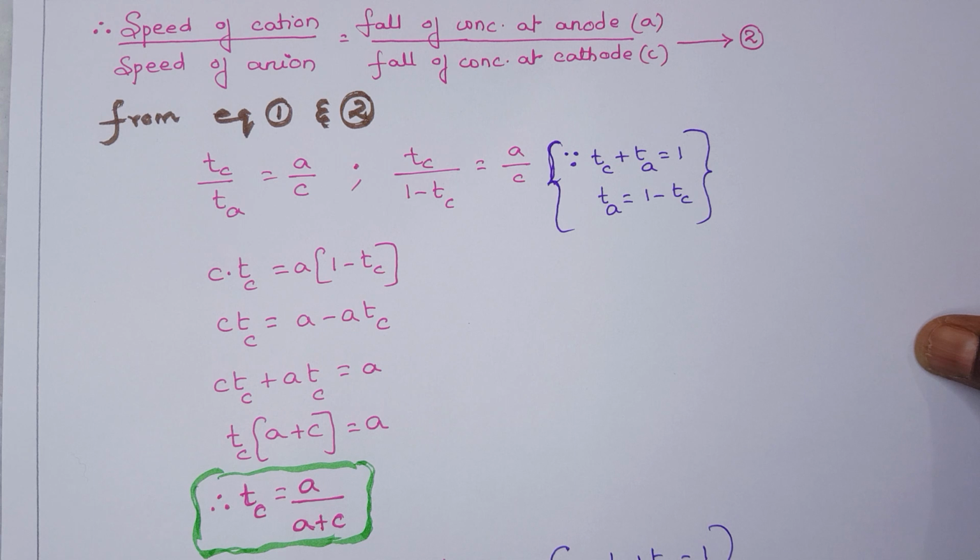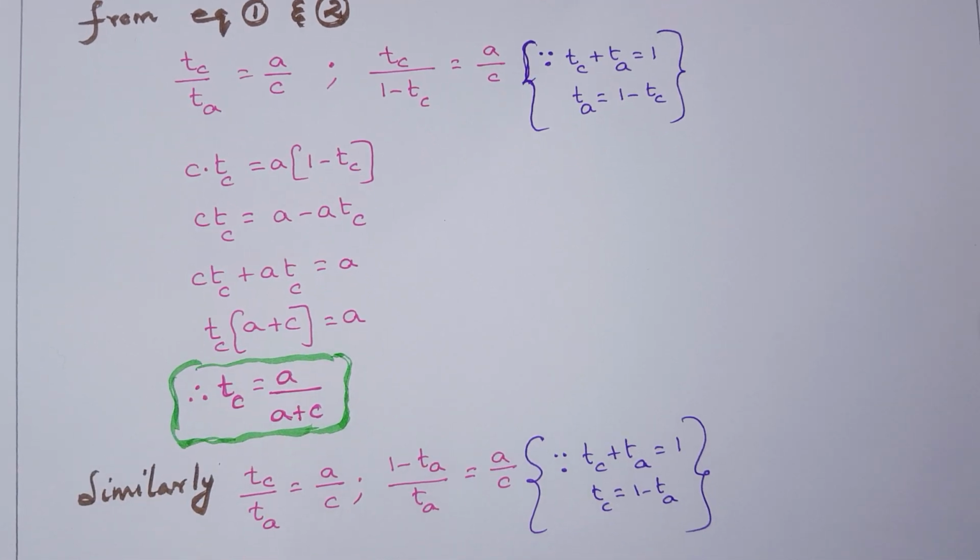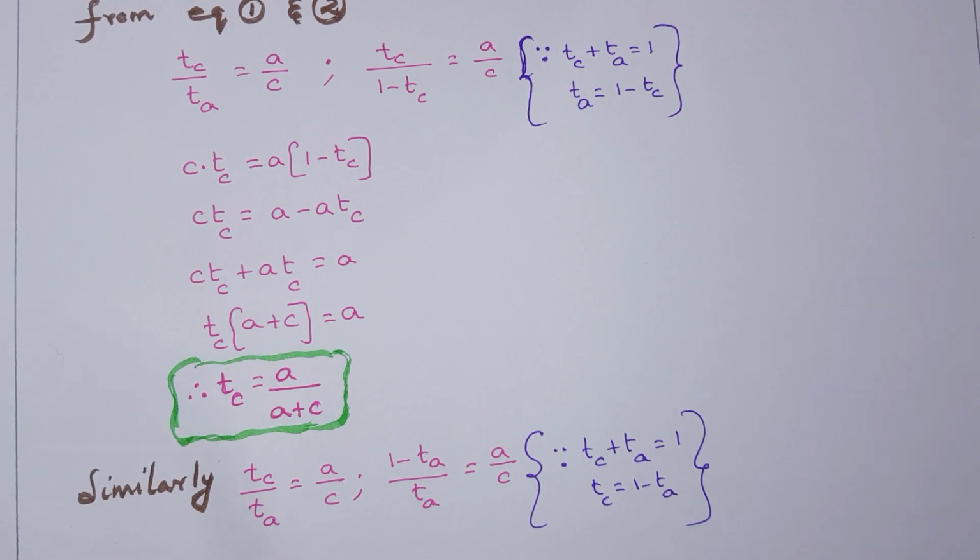Okay. Next. Similarly we will derive Ta also. So below write down similarly. The same what you have written here, you will write here: Tc by Ta is equal to A by C. Now in the numerator, instead of Tc, we will write 1 minus Ta. Same students, above we have seen, since Tc plus Ta is equal to 1, so Tc will be equal to 1 minus Ta. Substitute this 1 minus Ta in the place of Tc. 1 minus Ta by Ta equals to A by C. Afterwards what is to be done? Cross multiplication.